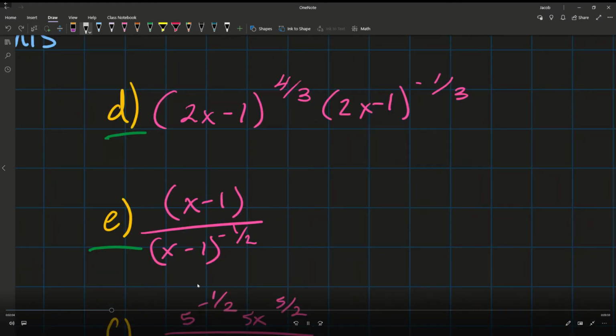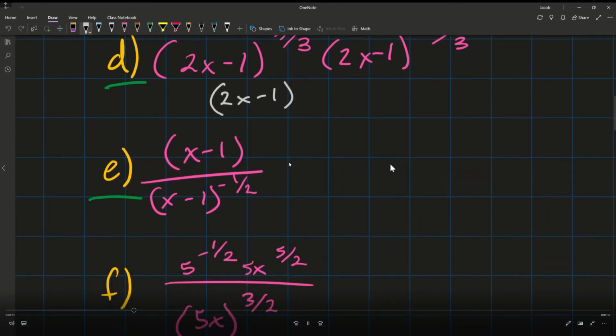The next example I wanted to look at is this 2x minus 1 to the 4/3 times 2x minus 1 to the negative 1/3. You can see the bases, 2x minus 1, are the same. So that means we can actually add these powers that you see as the exponents. So we'll add 4/3 plus negative 1/3, and that gives us 3/3 or 1. So we just get 2x minus 1.